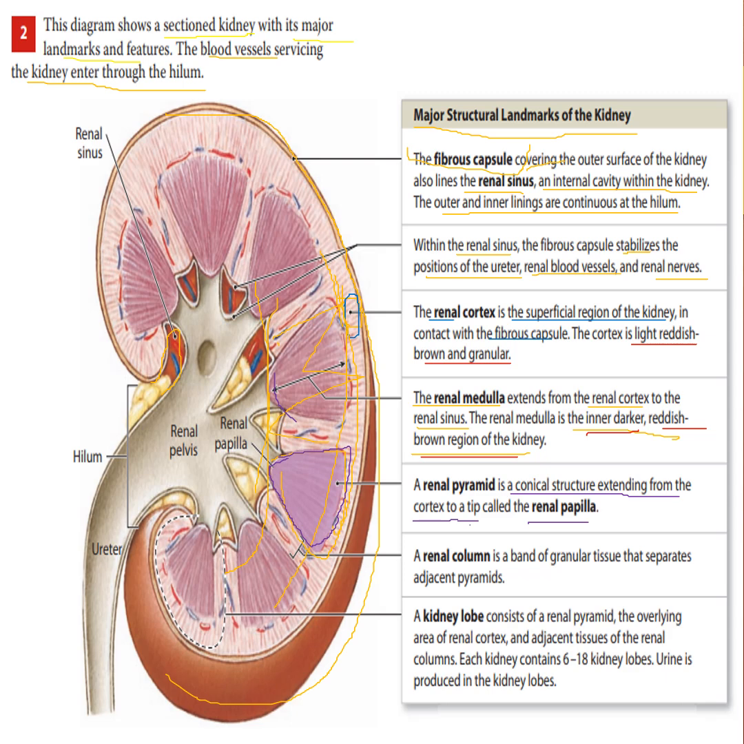Renal column. It is a band of granular tissue that separates the adjacent pyramids. As you can see, this is the renal column as it's separating the renal medulla. Now the kidney lobe. This is the kidney lobe here.